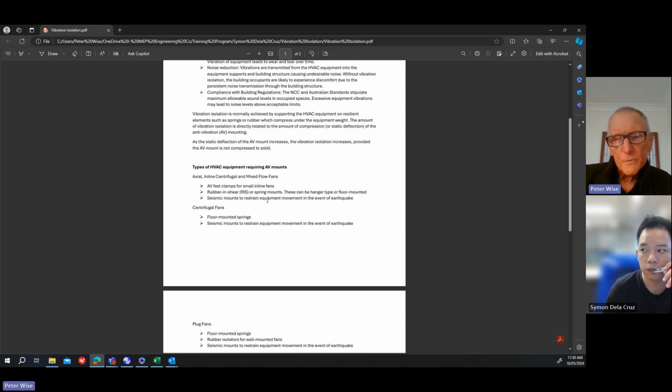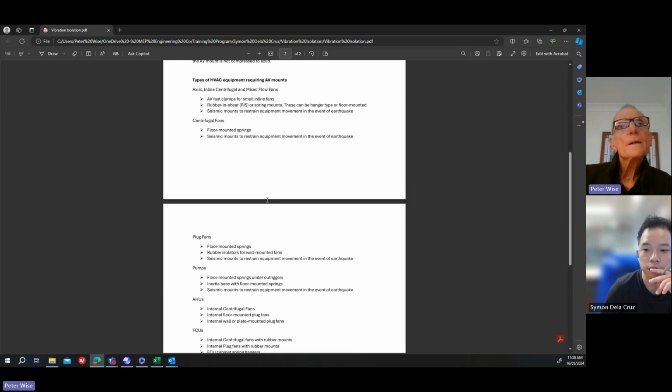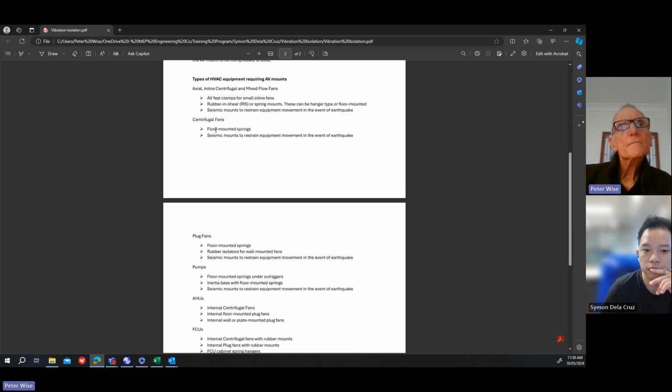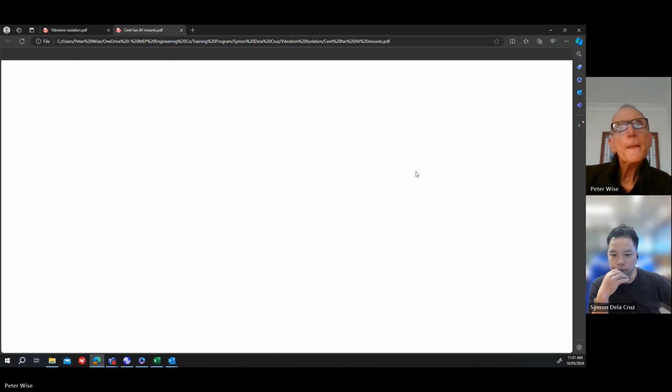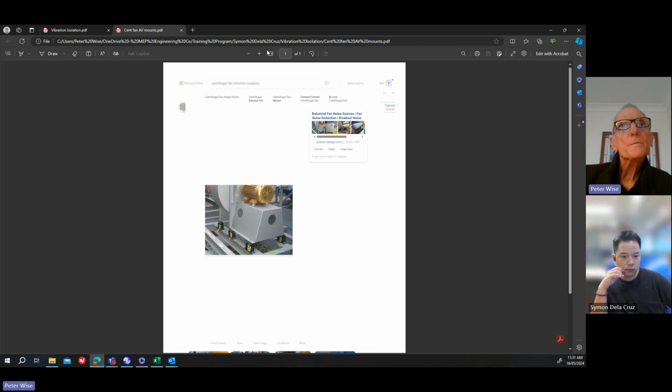Sometimes we have to use seismic mounts so that if there's an earthquake, the equipment is held in place and doesn't fall off its mounts. Centrifugal fans, usually floor-mounted springs, may require seismic mounts if it's in an earthquake-prone area or a building that requires seismic mounts. I've got a picture of a centrifugal fan that I can show you. I'll make it a bit bigger.